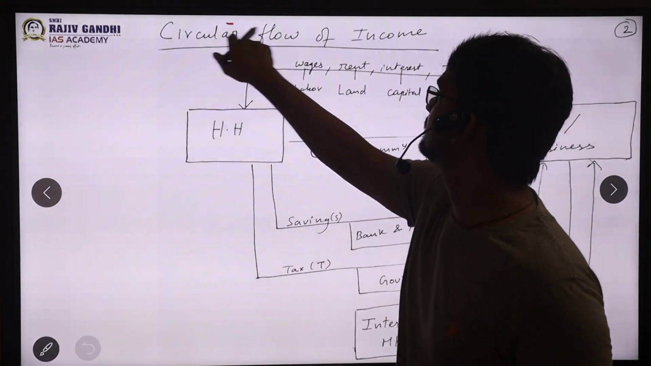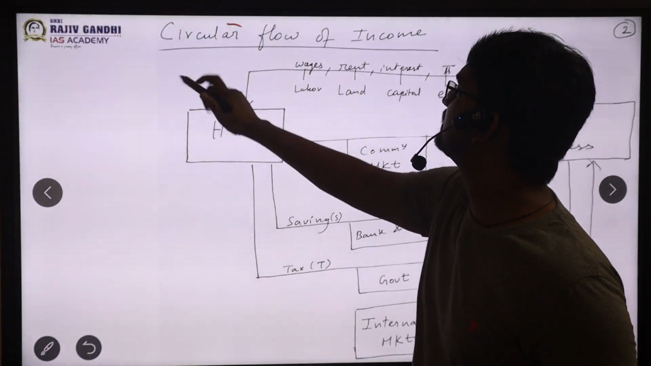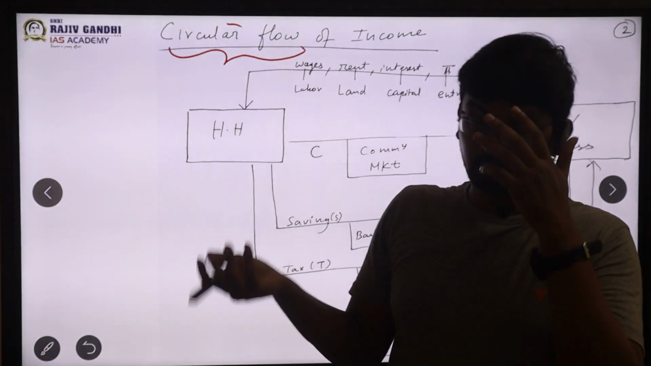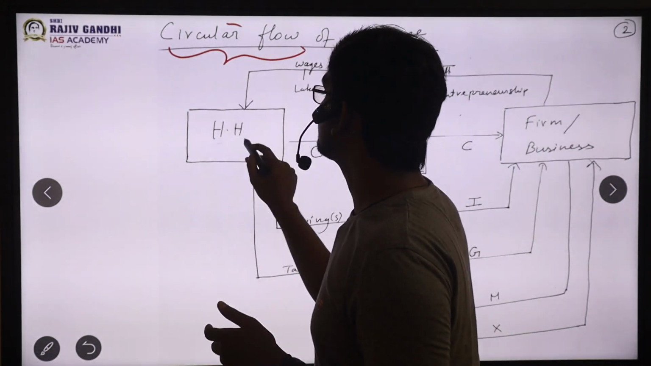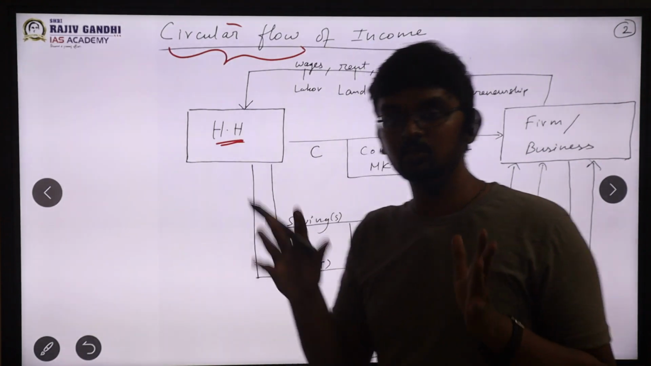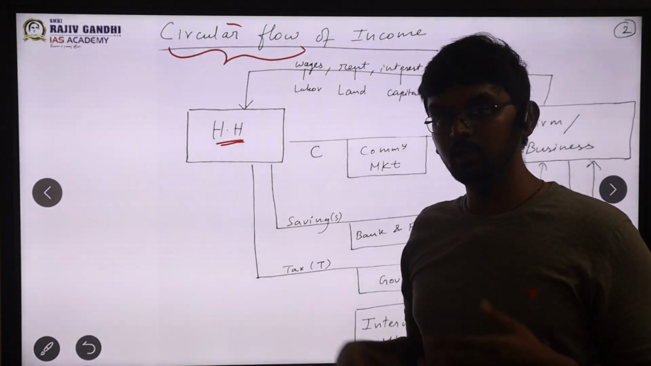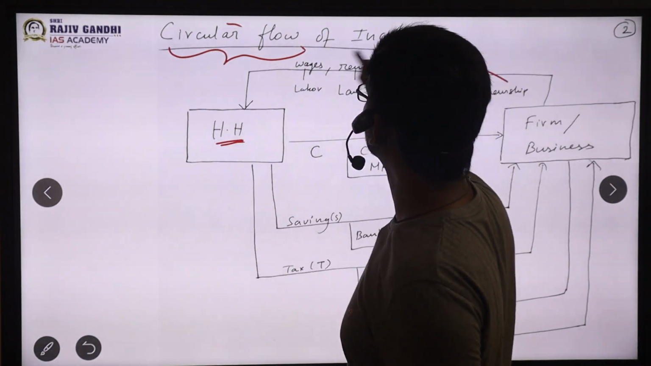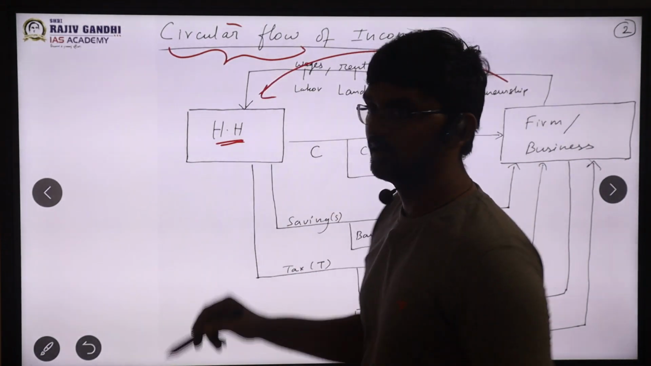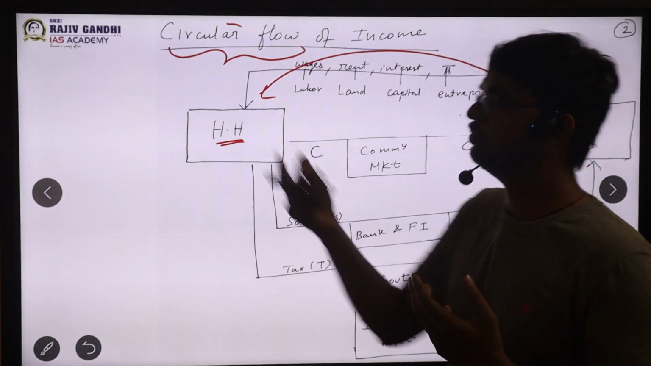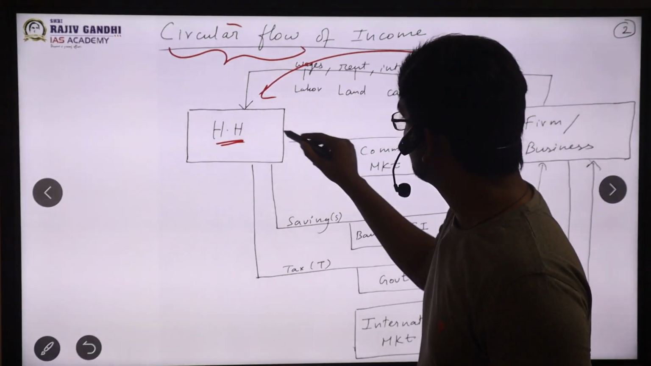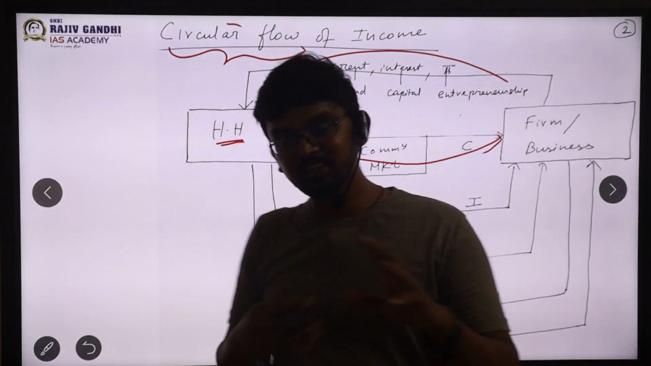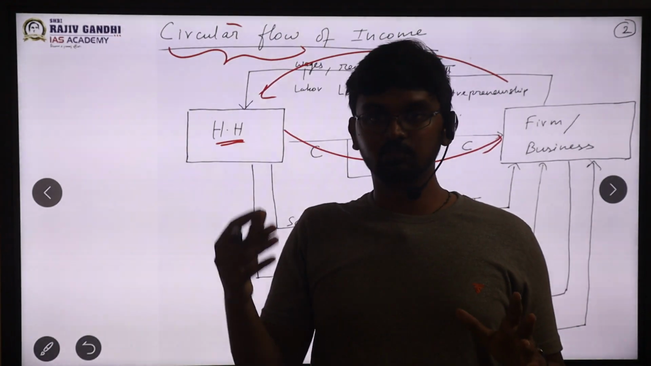As the name suggests, it is a circular flow. A simple example I can take here itself: there are households like you and me. What are we doing? We go and work in a company, we are producing something. For that, they give me income. Then I spend that same income to buy some goods from the company. You get it, right? Why is it called a circular flow? Because money is going in and around. It is just changing hands. And that is why it is called the circular flow of income.